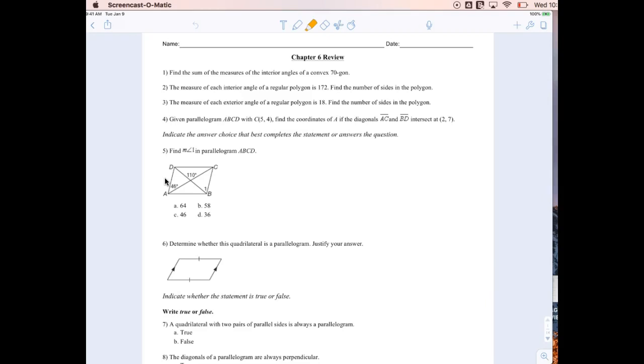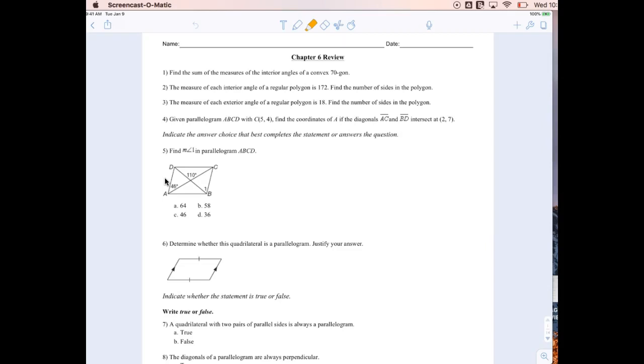Okay, so again, there's lots of good ways. I'm actually kind of glad we're reviewing this because you're supposed to remember there's a relationship between the interior and the exterior angle, and they're always supplementary. The exterior angles always add up to what? 360.